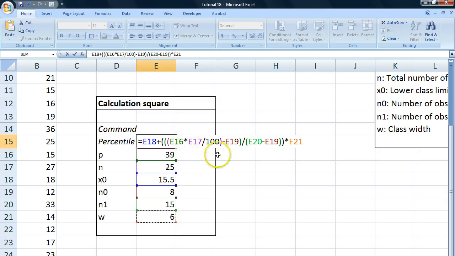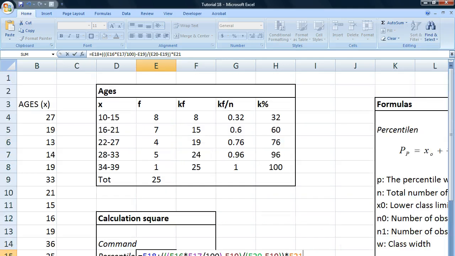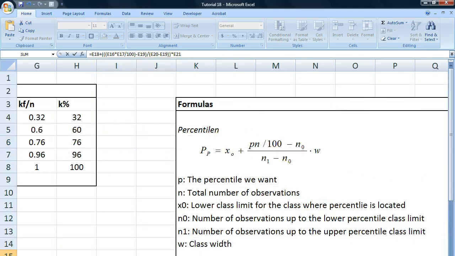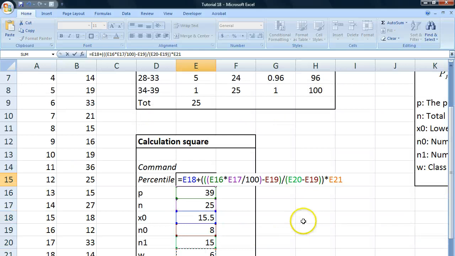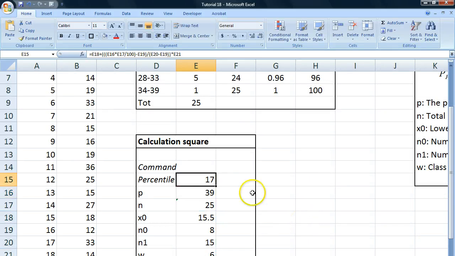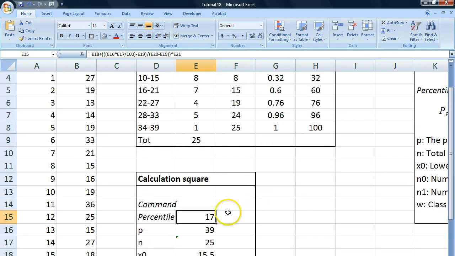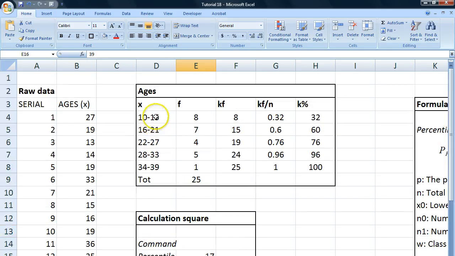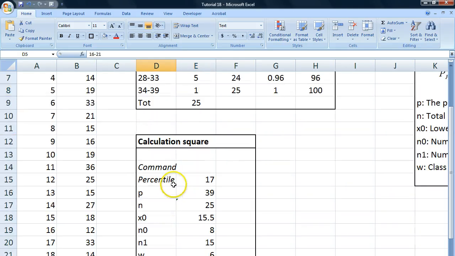Okay, so this is the formula we're looking for. This is actually the Excel version of this formula. So let's get right into it and calculate our percentile. We get a percentile of 17. So the 39th percentile, when we move 39% into our data material, like this, we end up at 17, which is located in this class. So I think we've done it correctly.